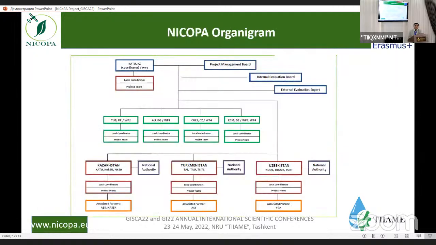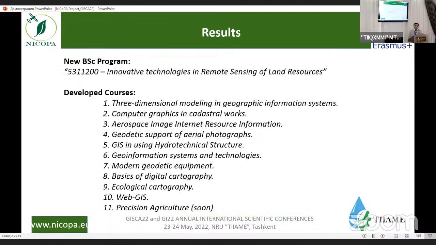Next. And you can see in the organigram of our project how the project is managed by the partner universities. Next. And then there are some results which are related to our university, Tashkent Institute of Irrigation and Agricultural Mechanization Engineers National Research University. So within this project, we have established a new bachelor program, which holds innovative technologies in remote sensing and management of land resources. And moreover, we have developed 11 key courses, 10 of them in Uzbek and Russian, and one course, which is precision agriculture, in English.